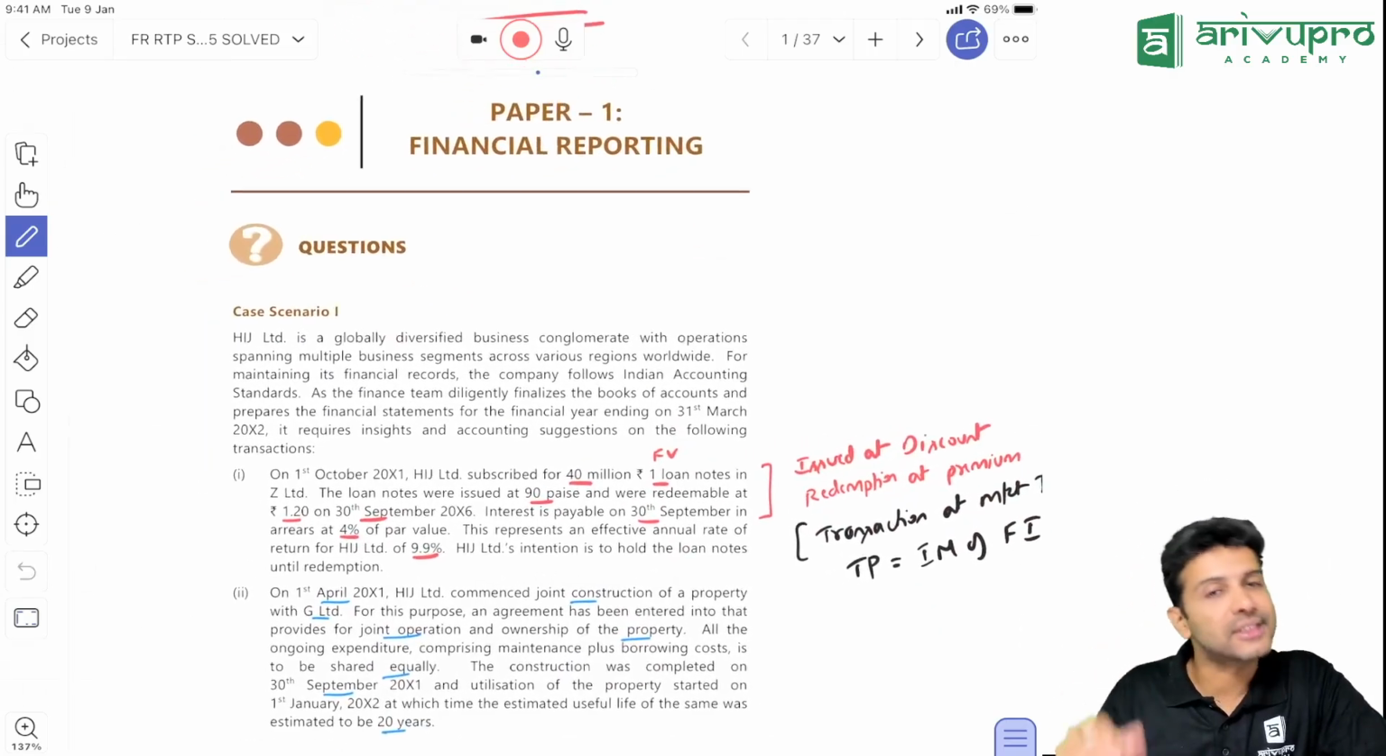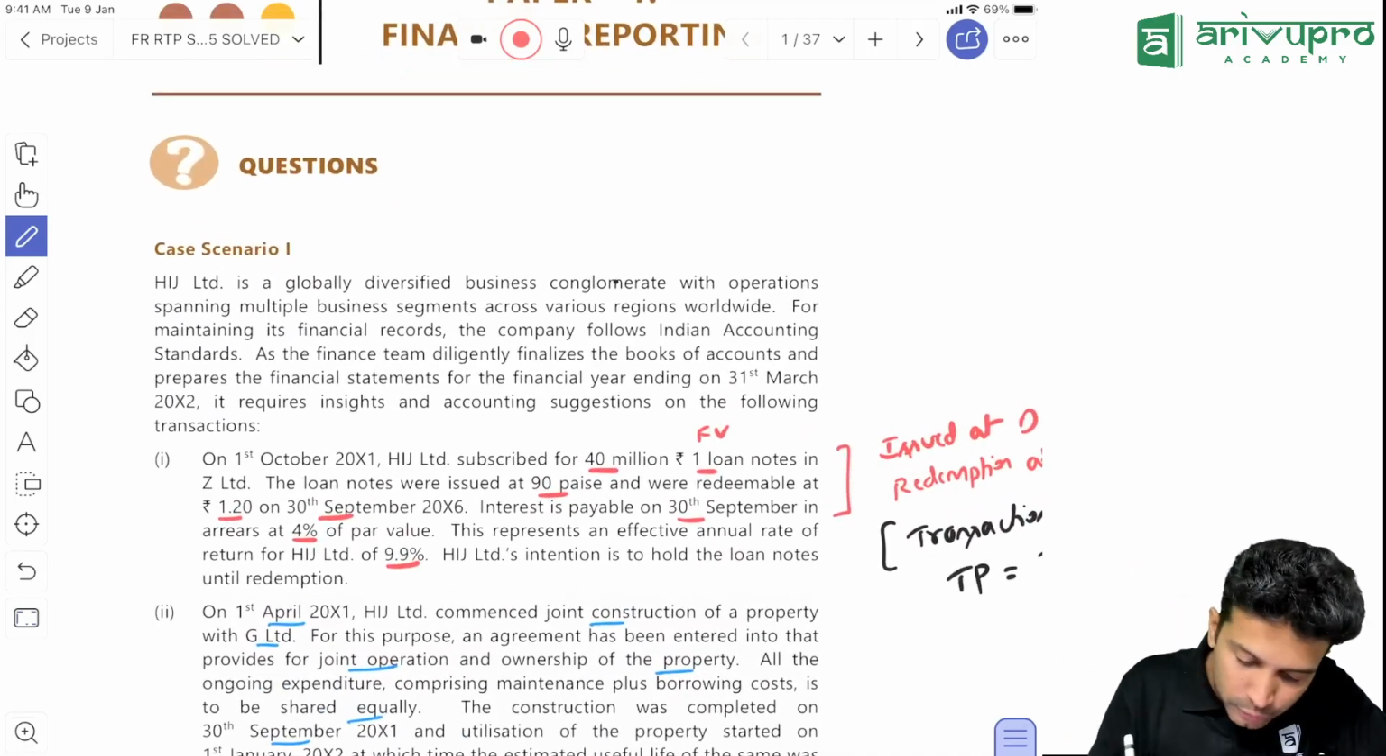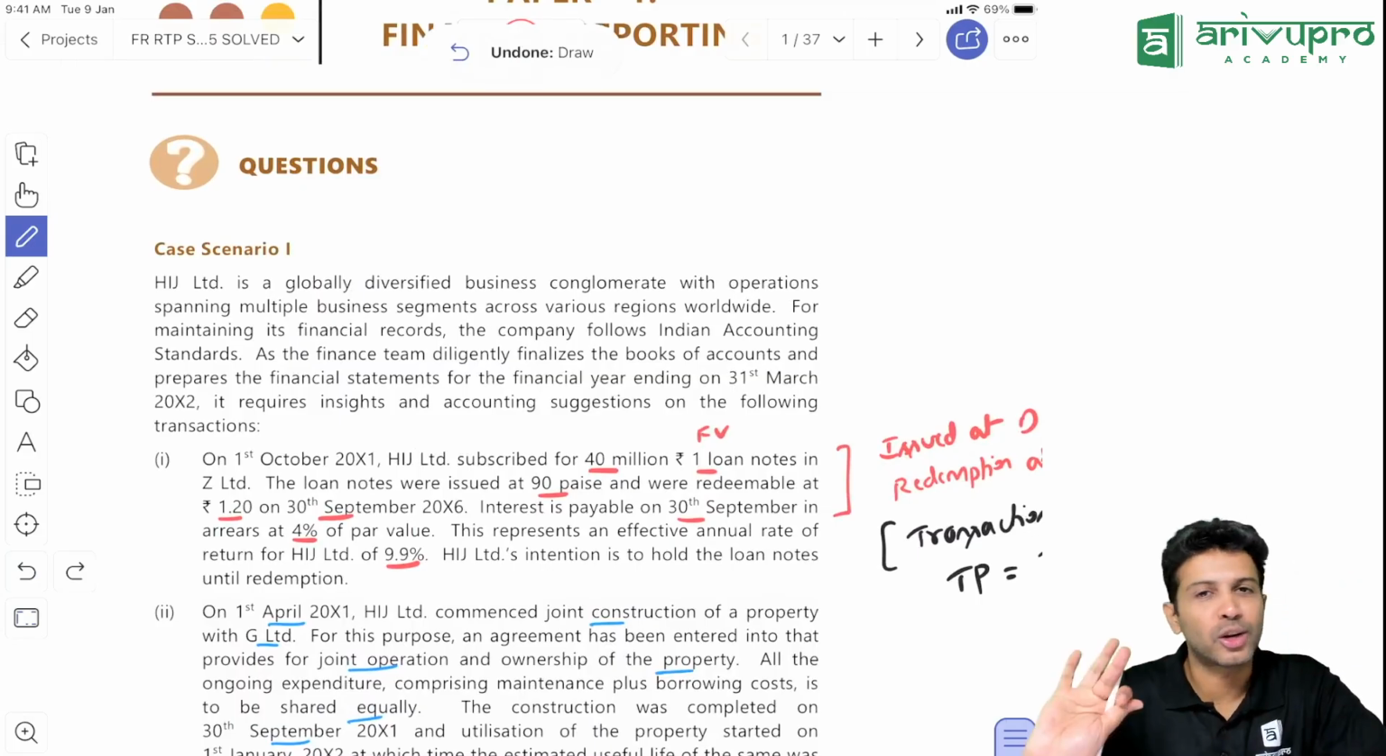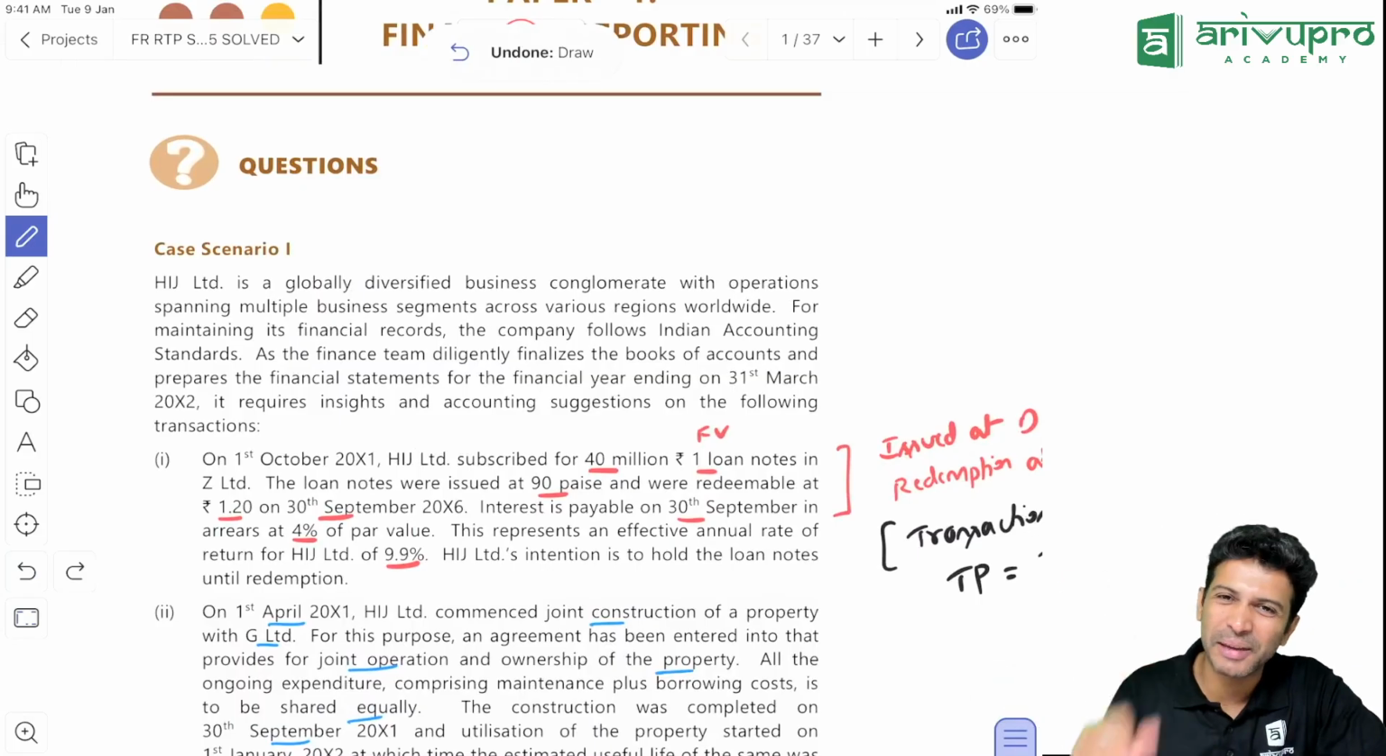So let's start. First, the case-based question. They have given a full story: this company is doing this, that, and all. We don't have time for all that. Let's go into the main macro.